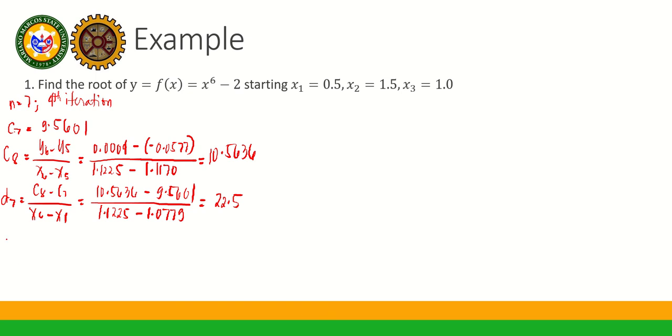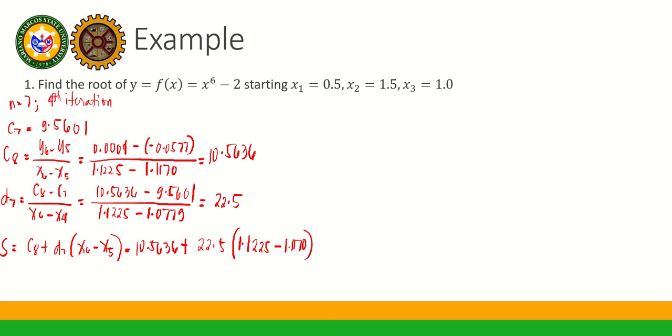And D7 is equal to 22.5. Okay, so we now compute for S, that is equal to C8 plus D7 times x sub 6 minus x sub 5. This is equal to C8 natin is 10.5636 plus D7 natin is 22.5 multiplied by our x sub 6, that is 1.1225, minus our x sub 5, that is 1.1170, and our S is equal to 10.6874. Positive ulit, that's why positive yung magiging operation natin sa denominator.